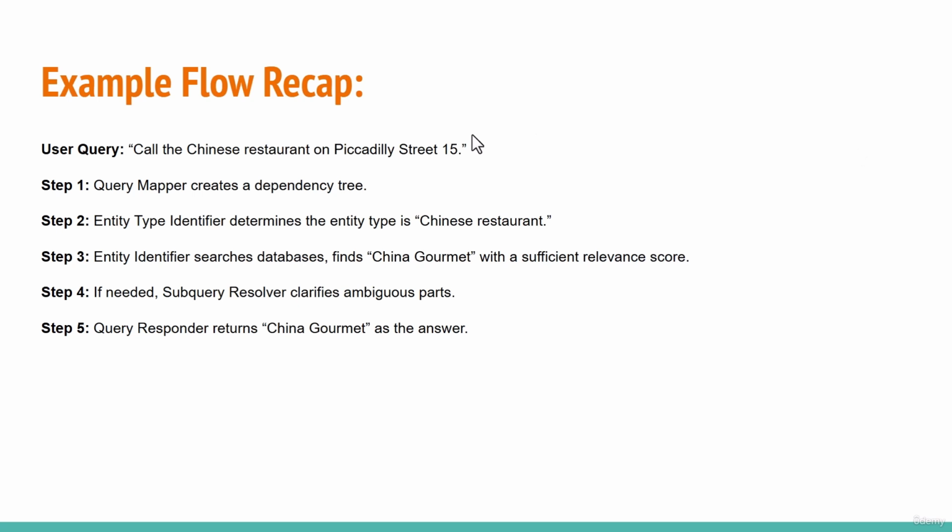Now, let's say someone searches, call the Chinese restaurant on Piccadilly Street 15. The query mapper will create a map of the entire query. Then the entity type identifier will see that this is about a Chinese restaurant. Next, the entity identifier will look in the database to see which restaurant has the highest relevant score at that exact location. If needed to understand the query, the subquery resolver is used. Finally, the query responder shows the answer, which is the Chinese establishment.